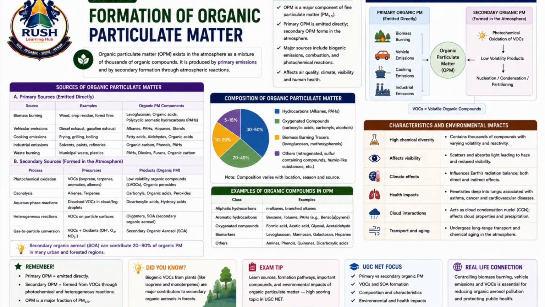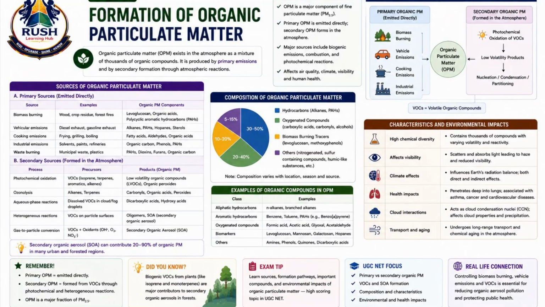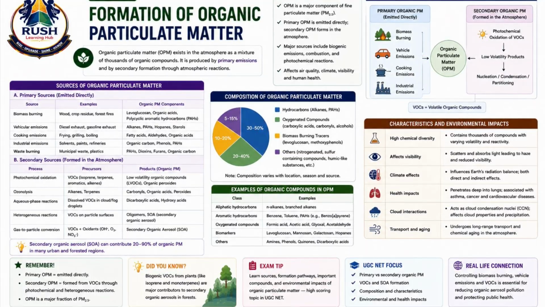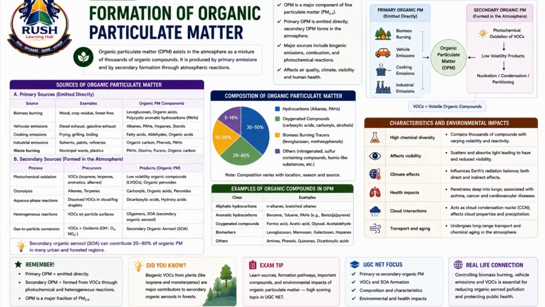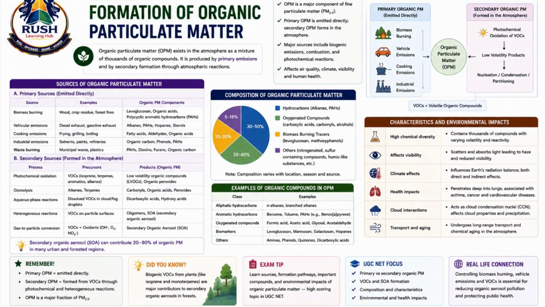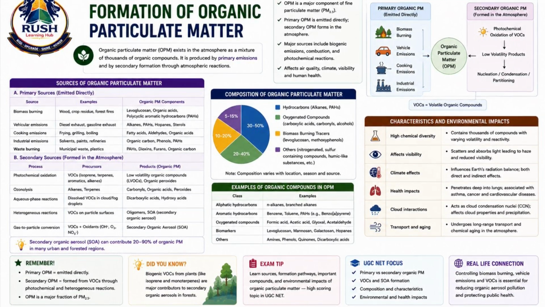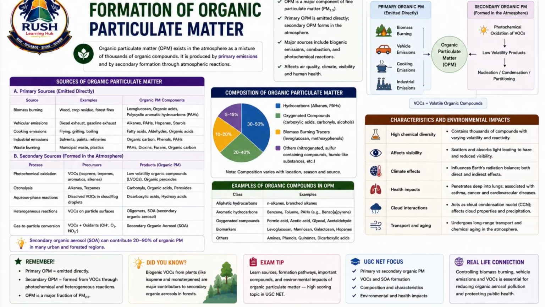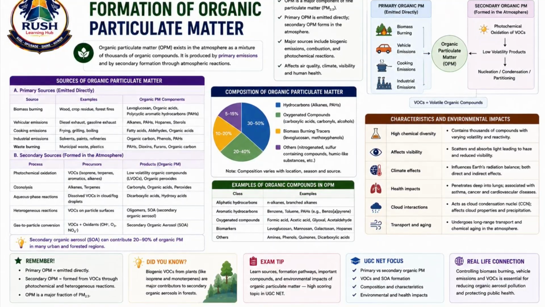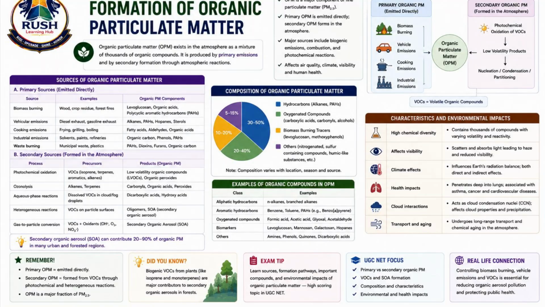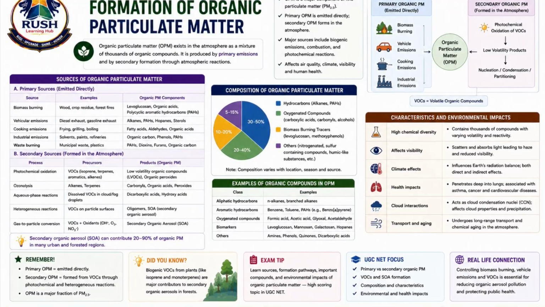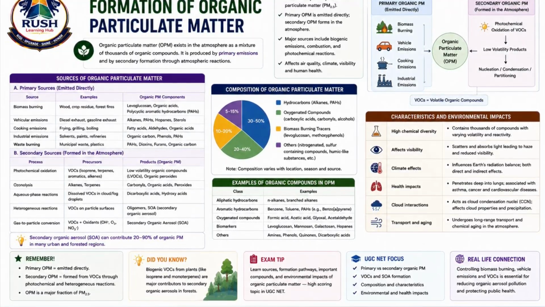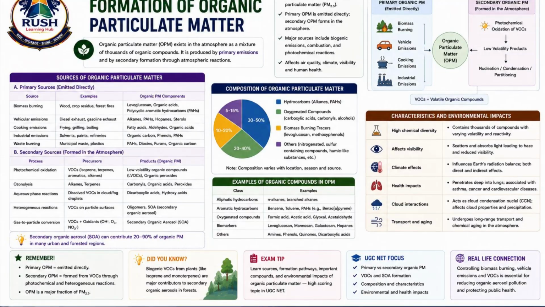Organic aerosols can remain suspended for extended periods and travel hundreds or even thousands of kilometers from their source. Now let's discuss some important UGC NET examination points. Primary organic particulate matter is emitted directly into the atmosphere. Secondary organic particulate matter forms through atmospheric chemical reactions.